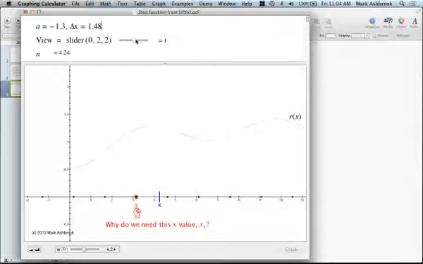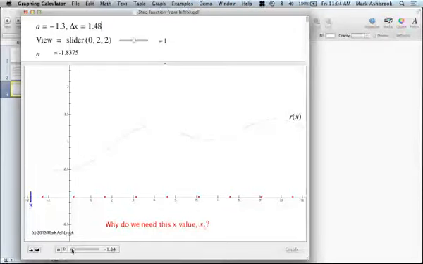Lots of people felt we kind of jumped into this activity at the end, like, why are we doing this? That's a good question, right? We need to know why we're doing this. Again, it's our first step in having the graphing calculator build this accumulation function for us. Why do we need the x value? If I move the current value of x, what happens to that x value? Now it's that one up here. Now it's that one down there.